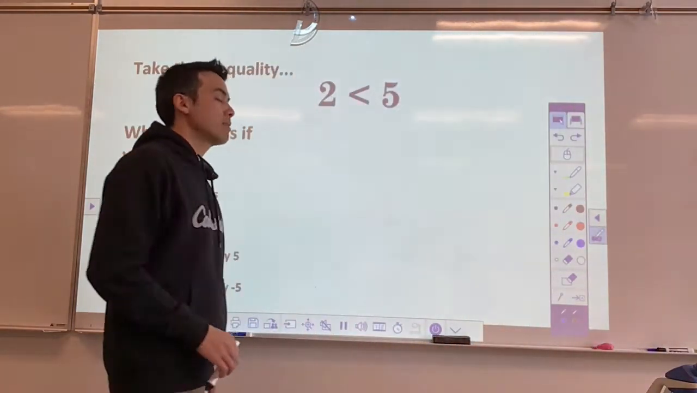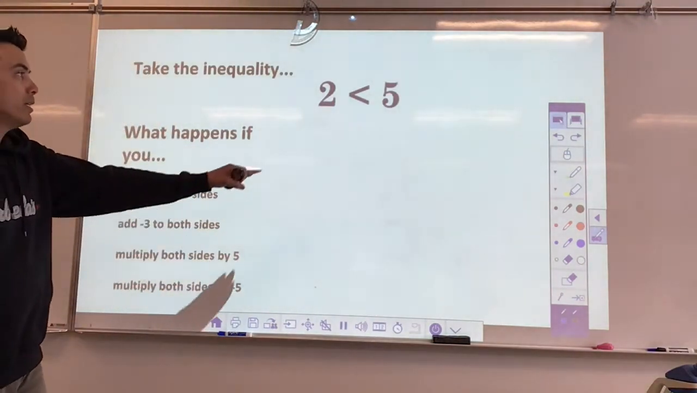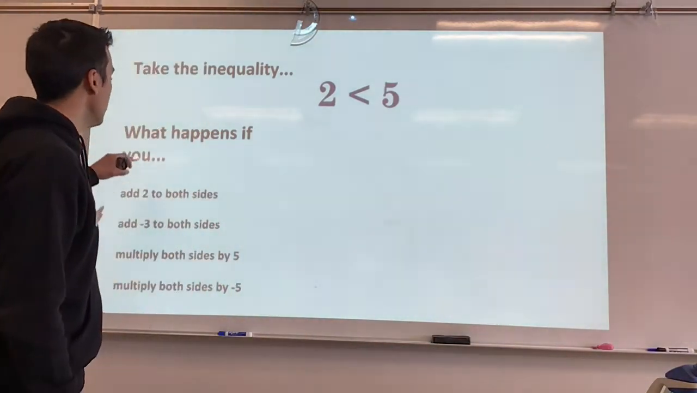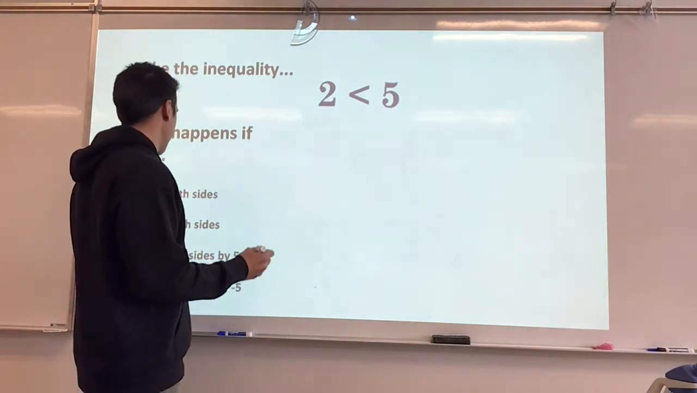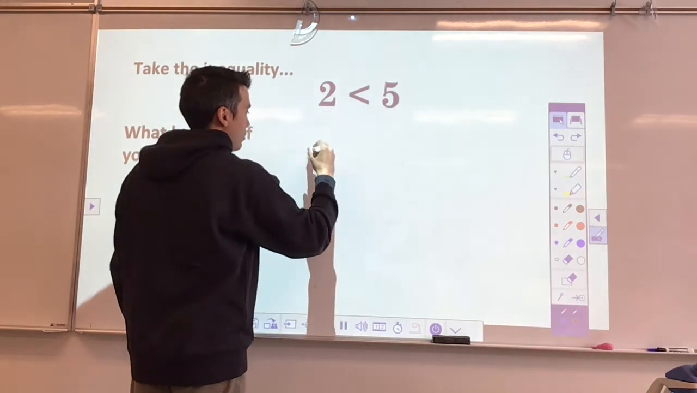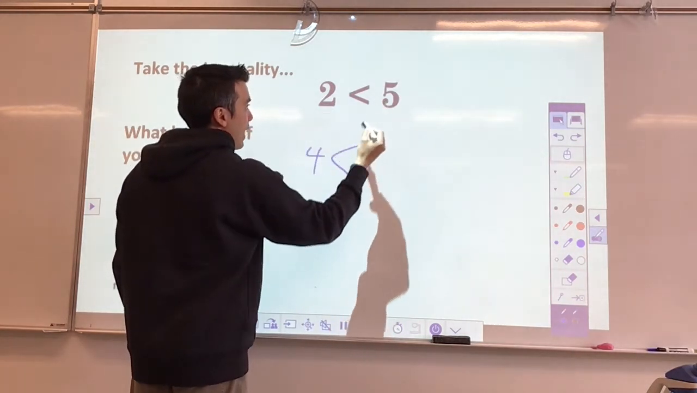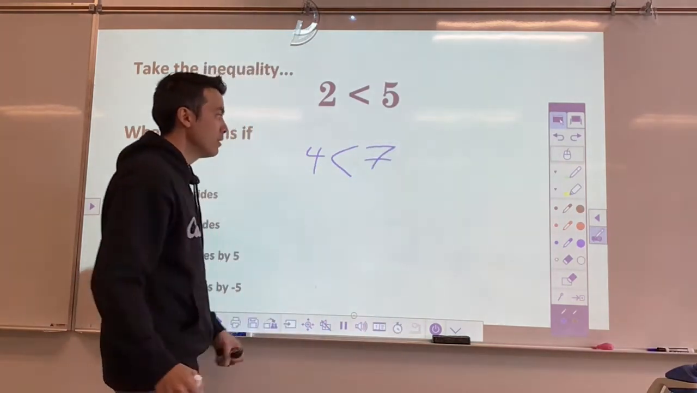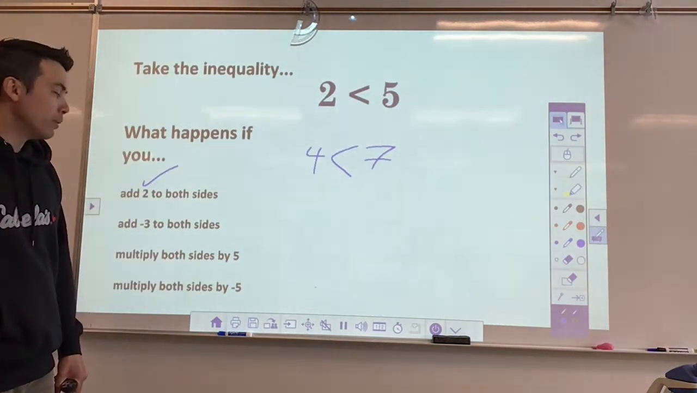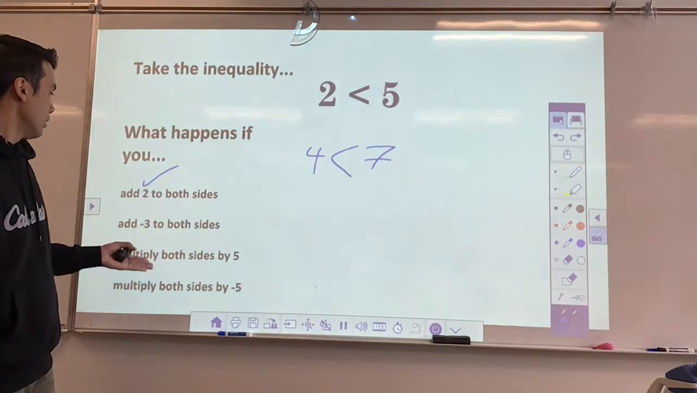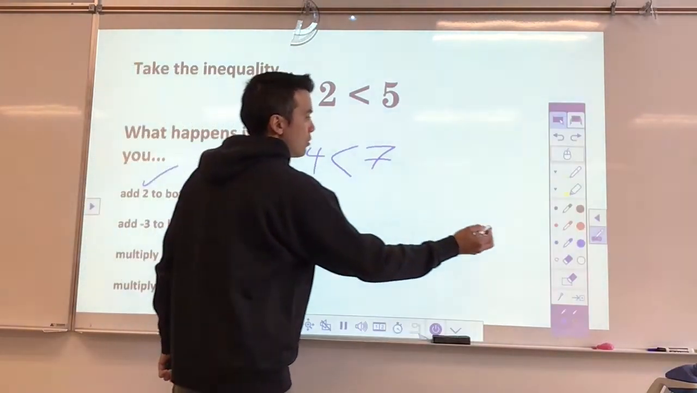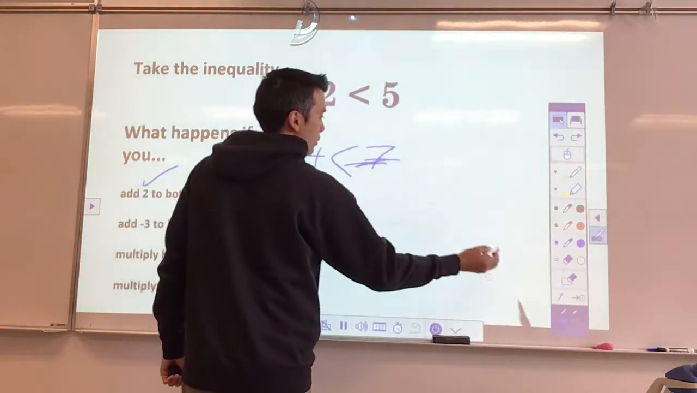As a little example, we have 2 is less than 5. Most people would probably agree with me that that's true. Let's see what happens if I add 2 to both sides. 2 plus 2 is 4, and 5 plus 2 is 7. Is 4 less than 7? Yes, it is. Adding didn't really do anything to make it untrue. Now I'm going to add -3 to both sides, or take away 3 from both sides. So if I was to do that, whoops.